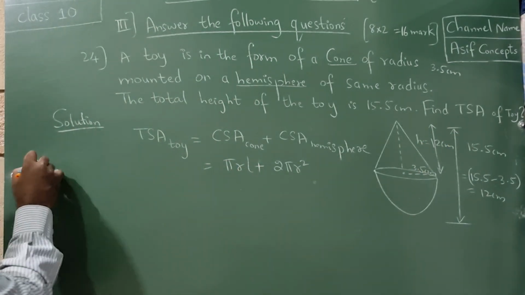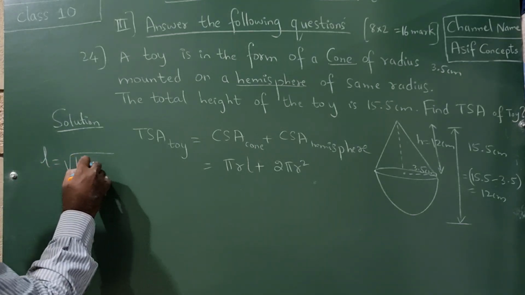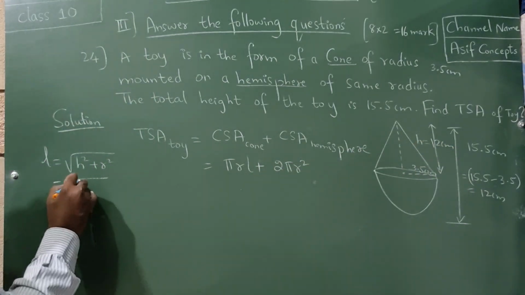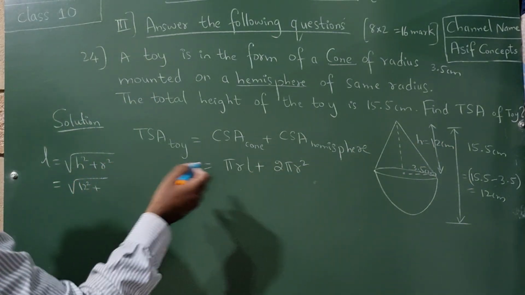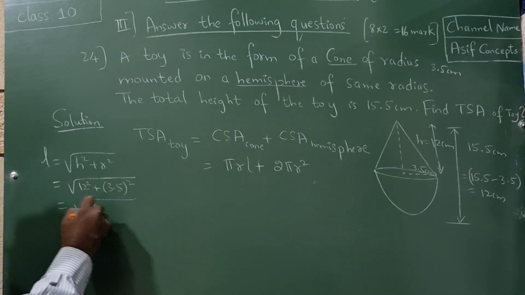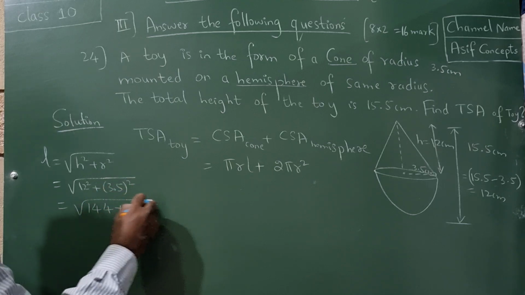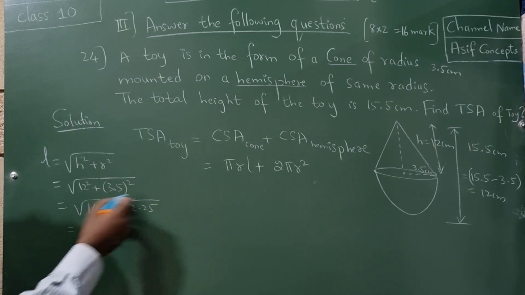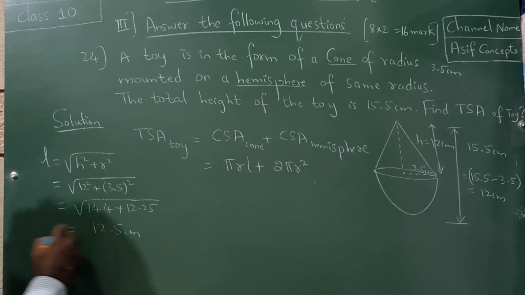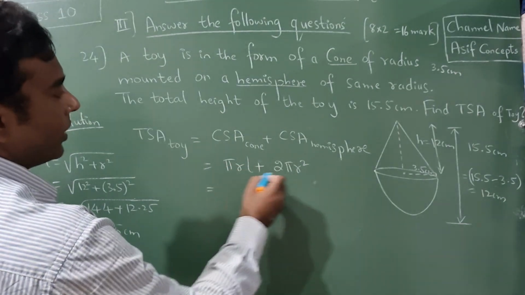To find the slant height, there is a formula. L is equal to square root of h square plus r square. Now height of the cone is 12, so it is 12 square, and radius is 3.5 square. So 12 square is 144 plus 3.5 square is 12.25. So if you add and take a square root of this, you will get the answer as 12.5 centimeter, the slant height.